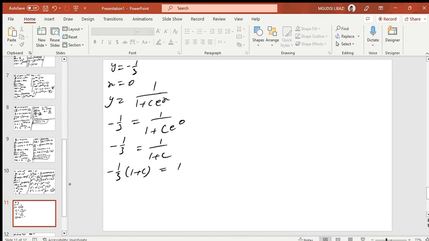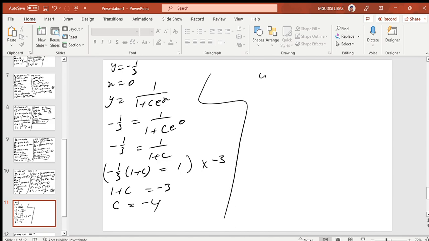So we can multiply by negative 3 both sides. We will get 1 plus c, which is equal to negative 3, and then c should be negative 4. So from there we can say now y should be 1 over 1 minus 4 e raised to x. So that's our final solution there.